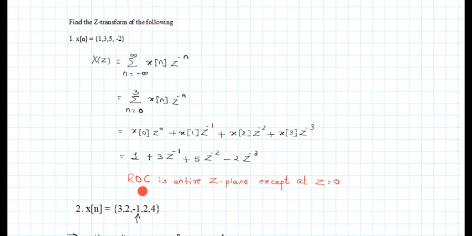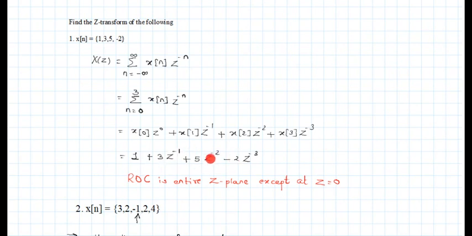As I said, a Z transform without ROC has no meaning, so we need to find the ROC. Now, what is the ROC? The ROC defines those values of z which make your Z transform finite. So we need to identify which values of z make our Z transform infinite.